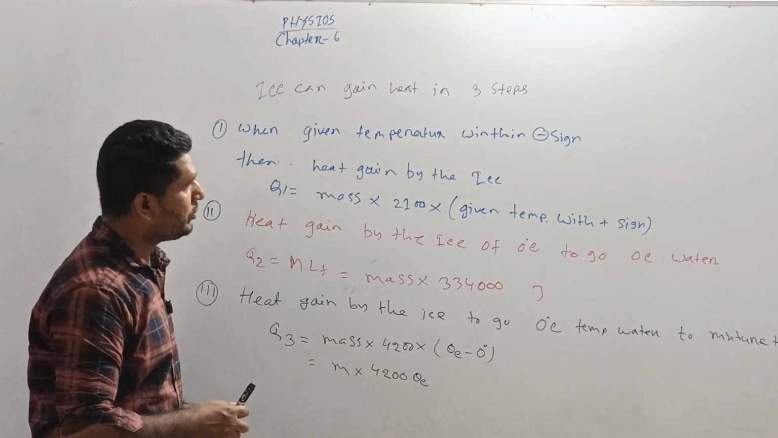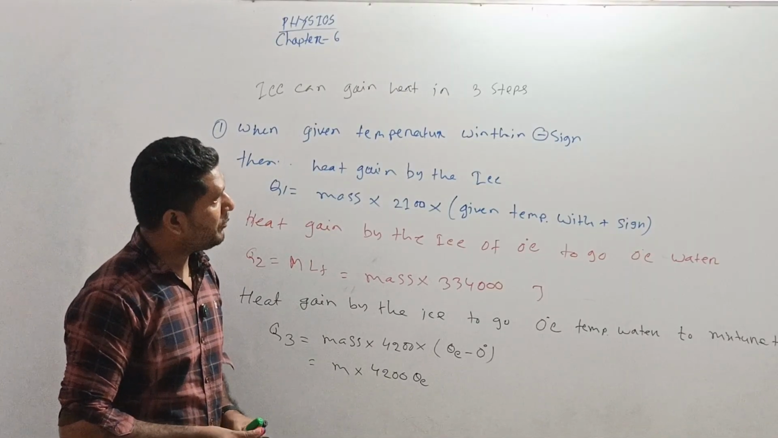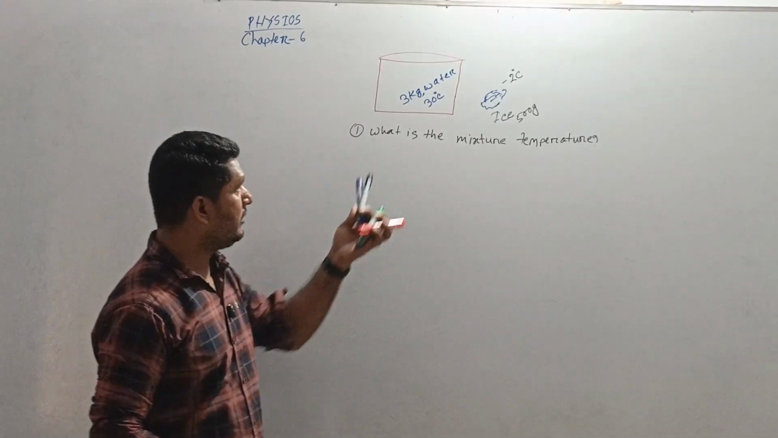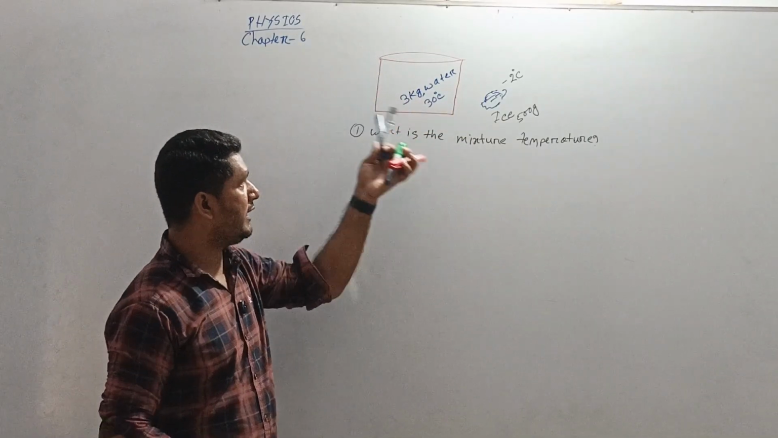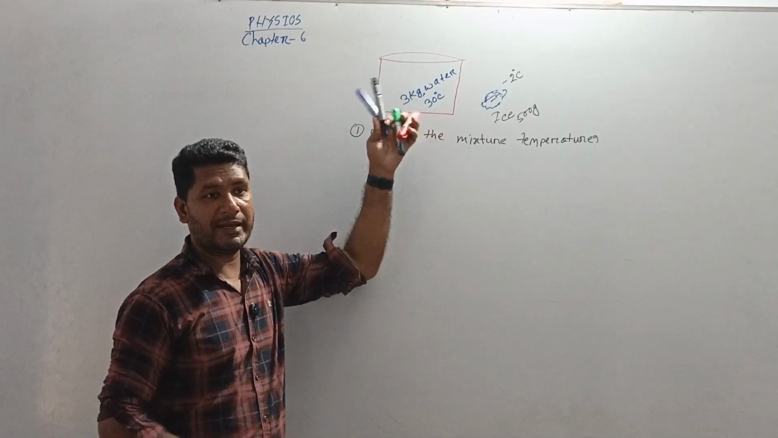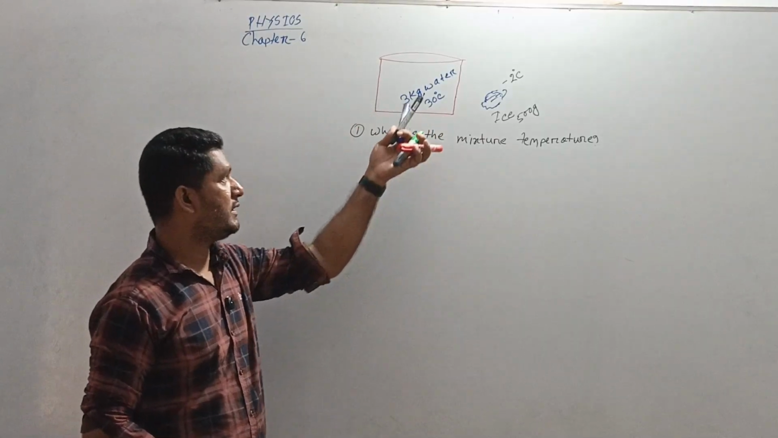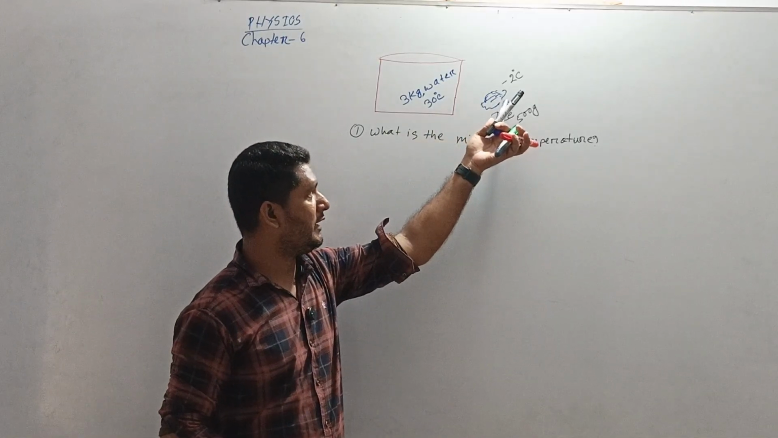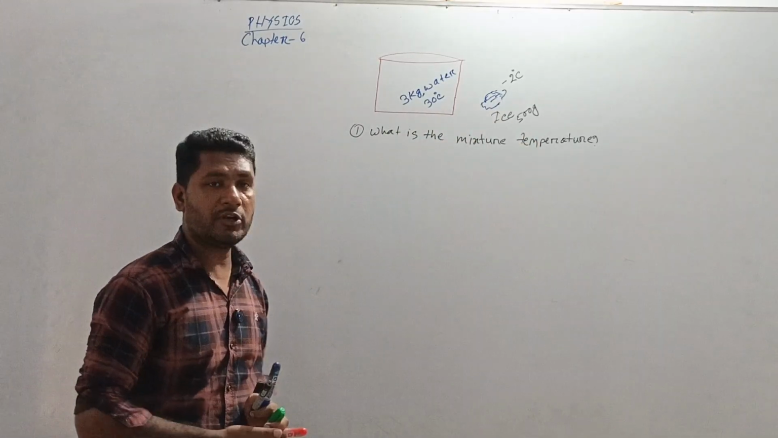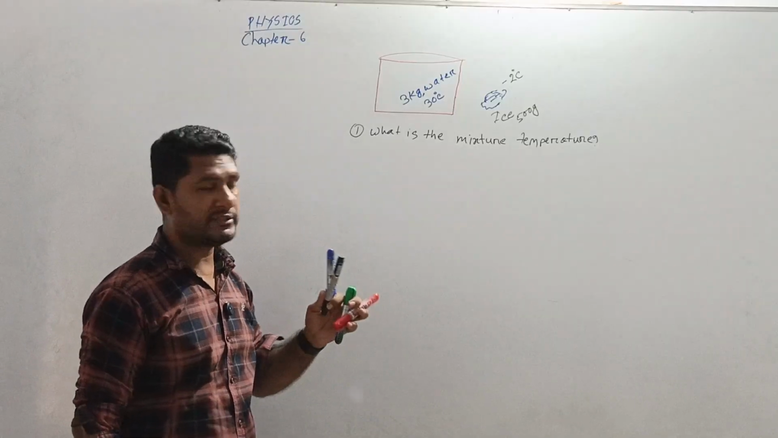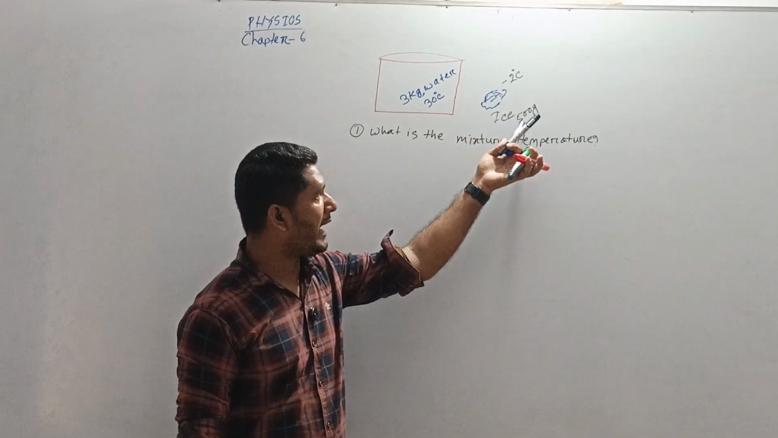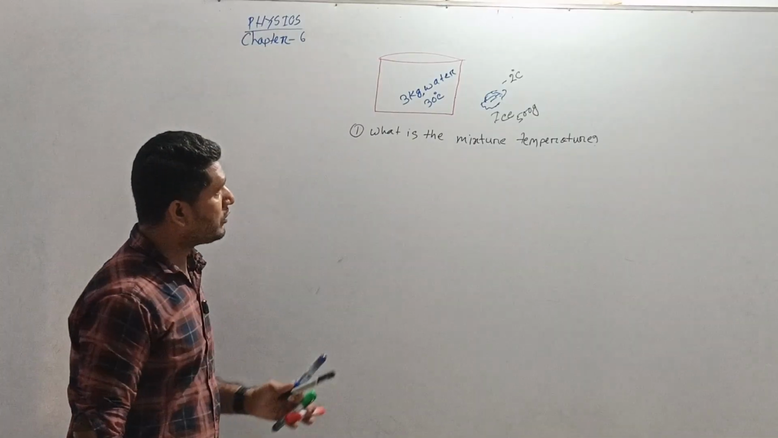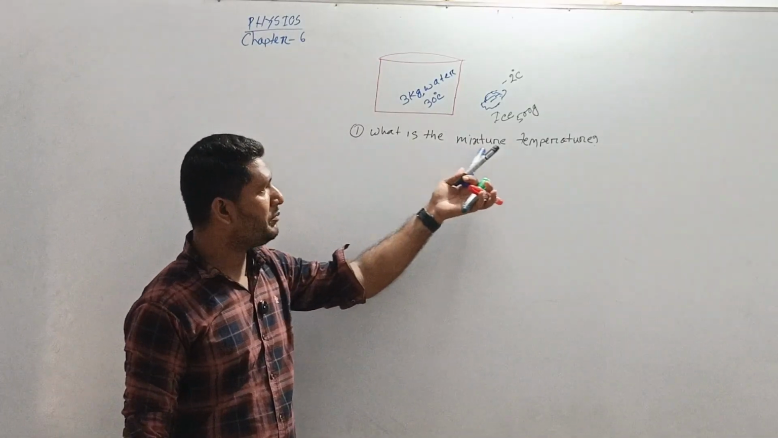Now we will solve a problem. You can see a beaker here with 3 kg water, and the temperature of this water is 30 degrees Celsius, and beside it there is an ice bar at minus 2 degrees Celsius, and the amount of ice is 500 gram, that means half kg. Our question is, what is the mixture temperature?